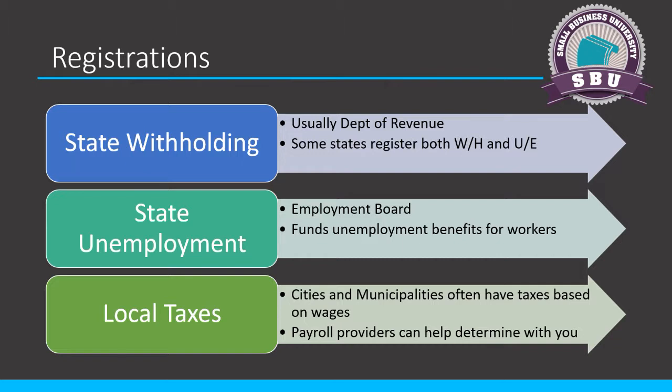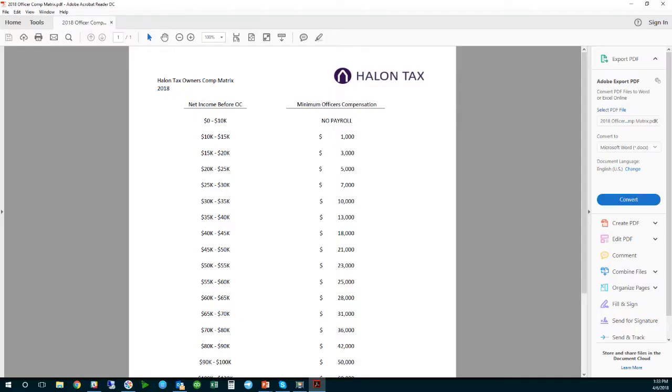Now let me jump over into something you may already be familiar with, because we talked a bit about it in the sales training and Marketing 101, but that is the owner's compensation matrix. So now that we're registered and we are setting up payroll for our owners, we need to find the amount we need to pay them, right? And this is derived by the owner's compensation matrix, which I've put up on the screen here.